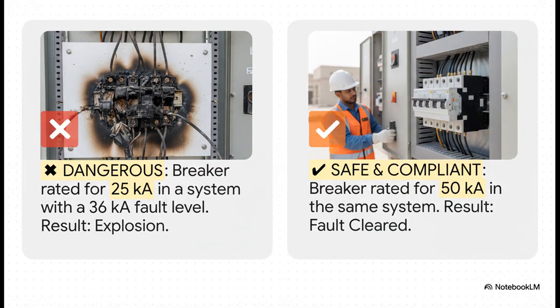On the left, someone chose a breaker with the right amperage, but they ignored its interrupting capacity, its kA rating. The system's fault level was higher, and the result is a bomb, a catastrophic failure. On the right, the correct breaker handles the massive fault current and clears it safely. The only place you can get this kA value is from your approved short circuit calculation report.